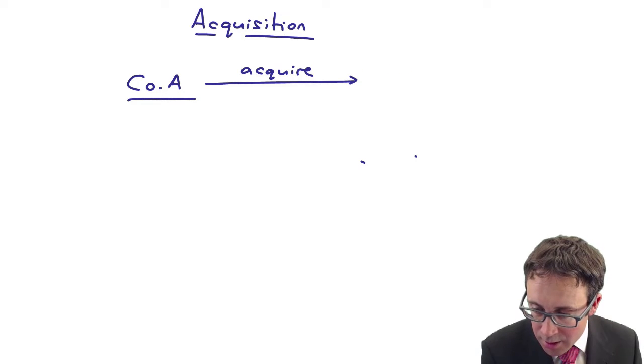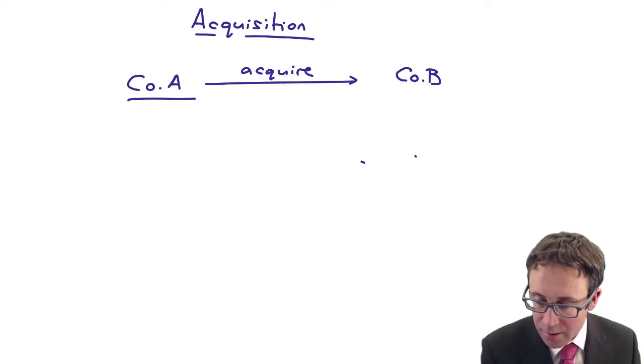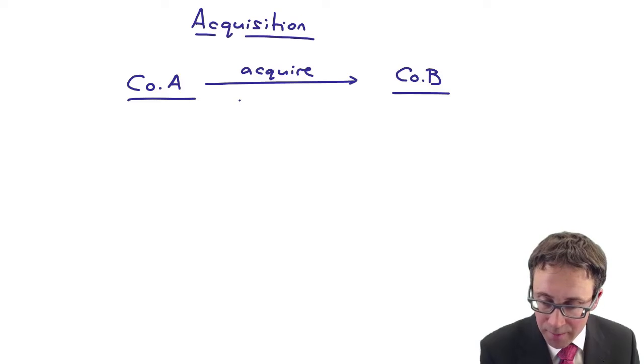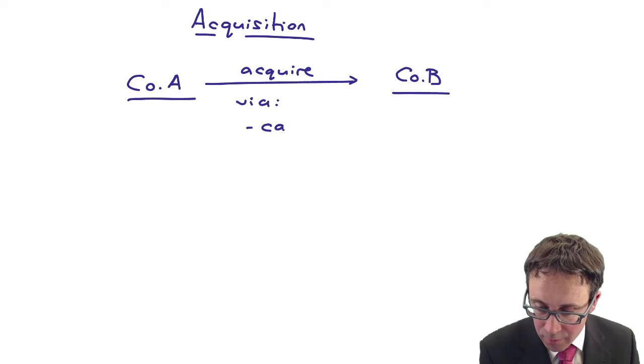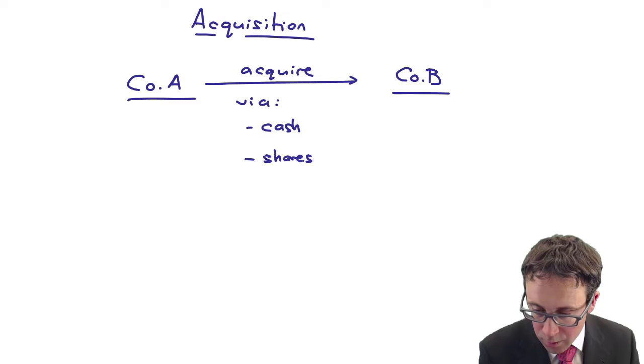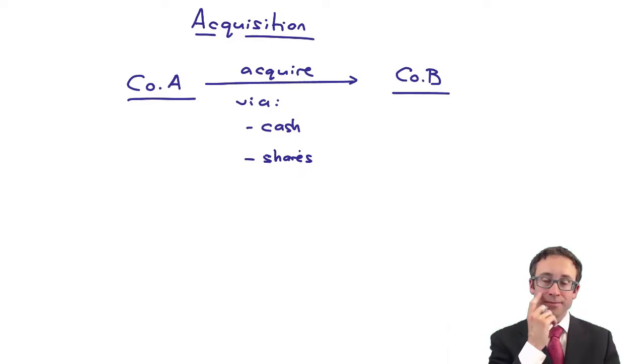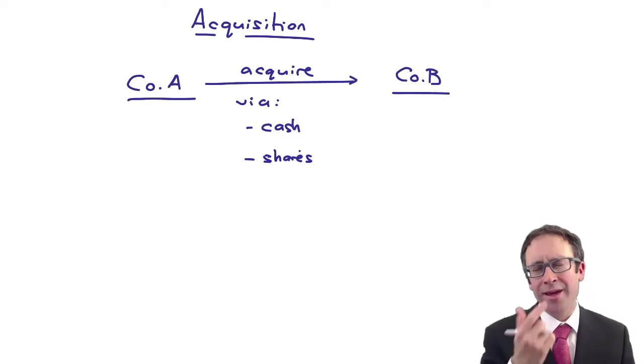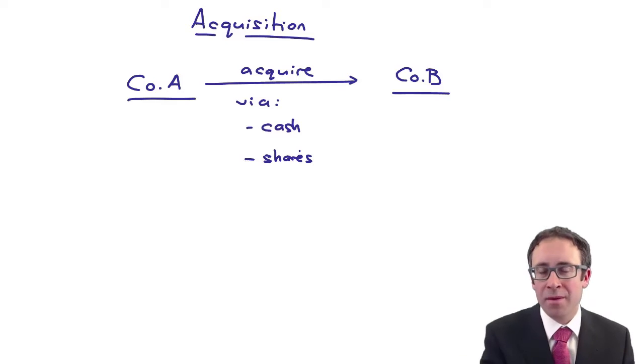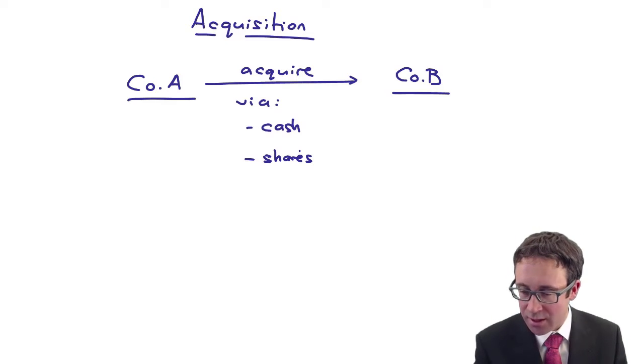And acquire, is it company B? And company A will go through there and acquire company B via either a cash purchase or an exchange of shares. Okay. Now I think it backs up maybe what you've done in E3, but maybe you've not seen E3 previously.